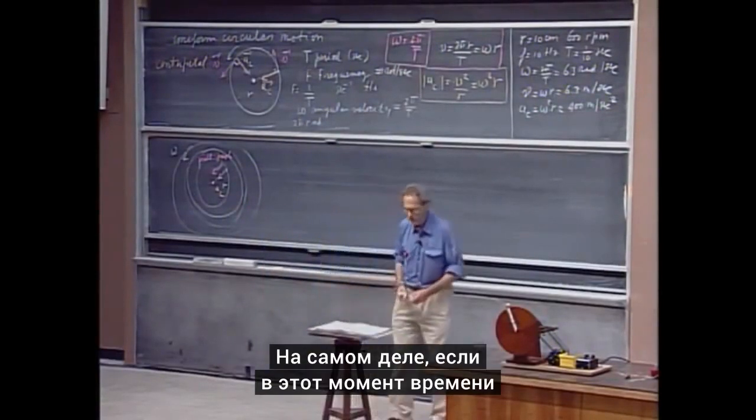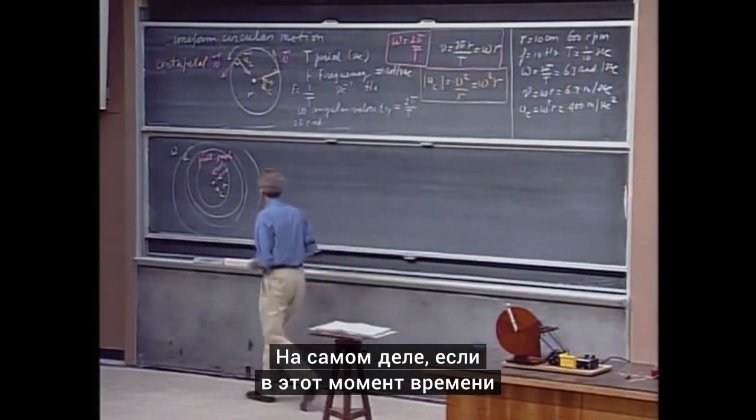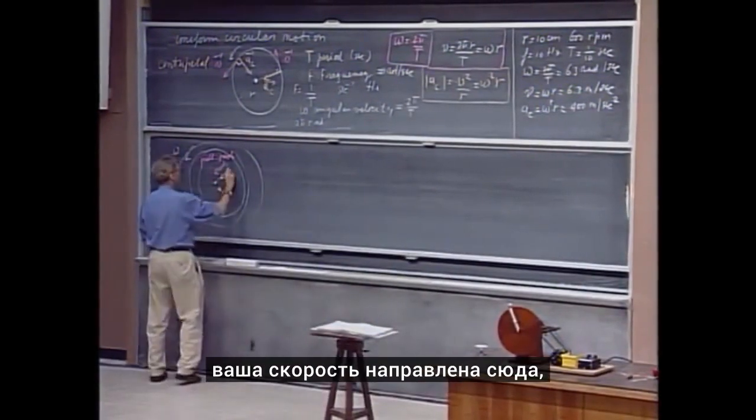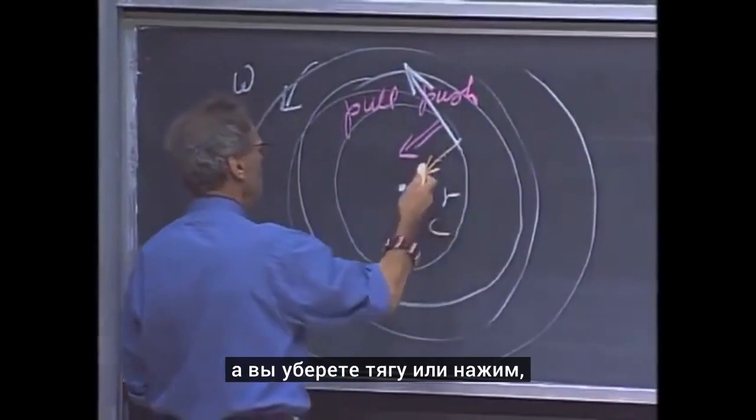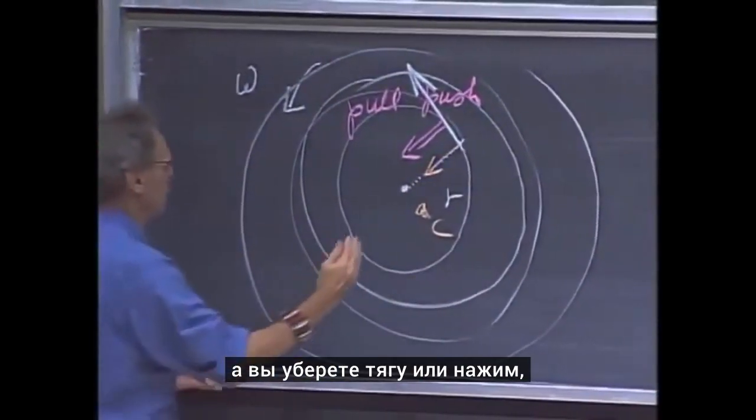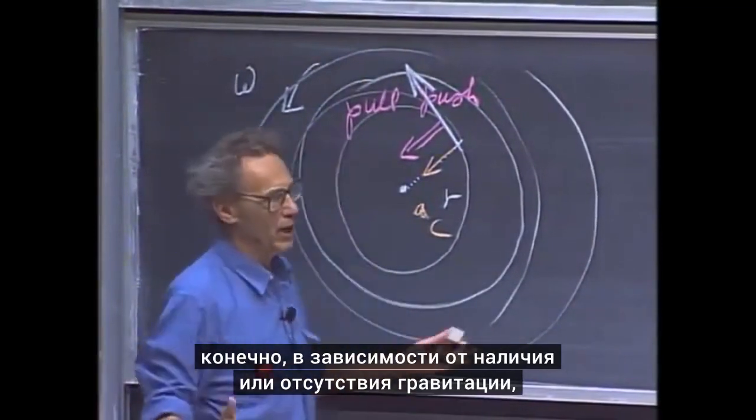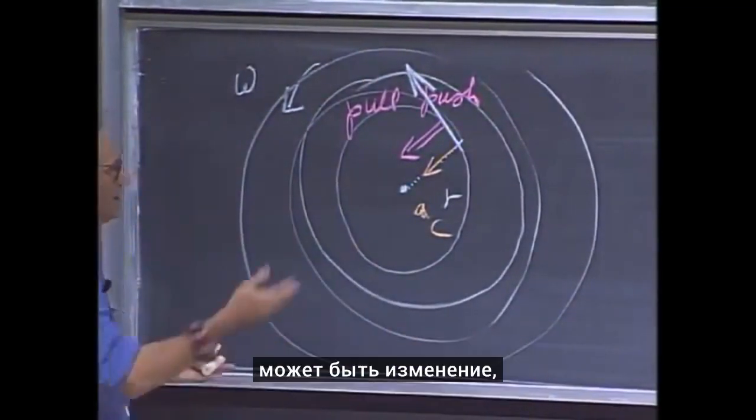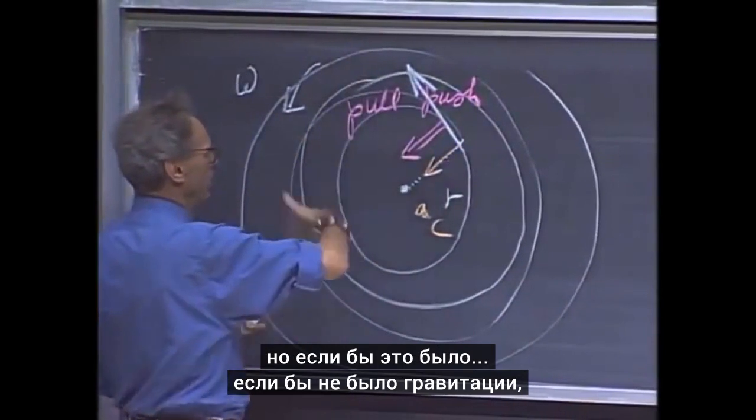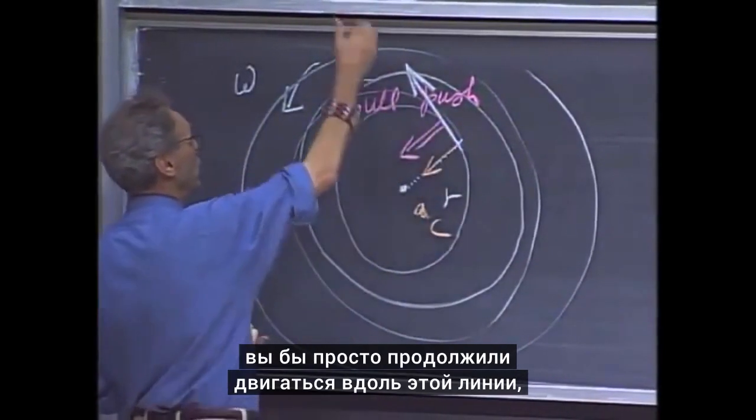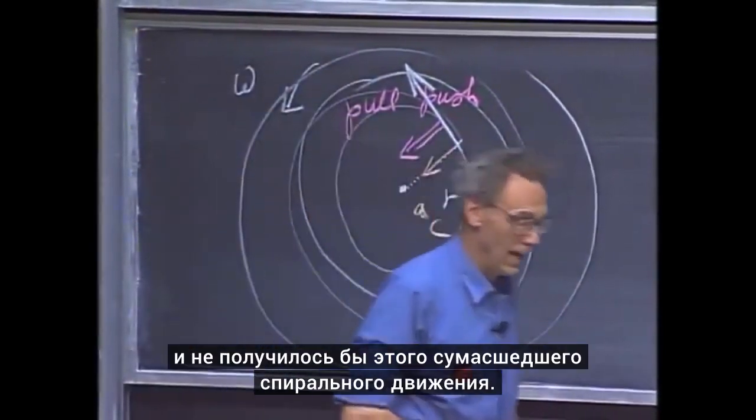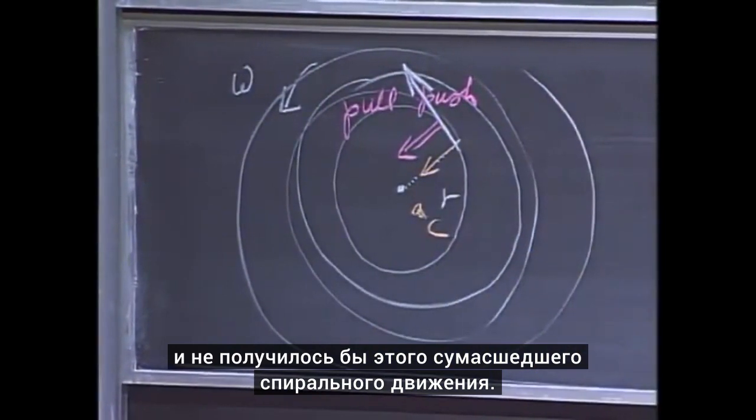What will happen is, if you have, at this moment in time, a velocity in this direction, and you take the pull or the push out, you will start flying off in that direction. And depending upon whether there is gravity or no gravity, there may be a change, but if there were no gravity, it would just continue to go along that line, and you would not make this crazy spiral motion.